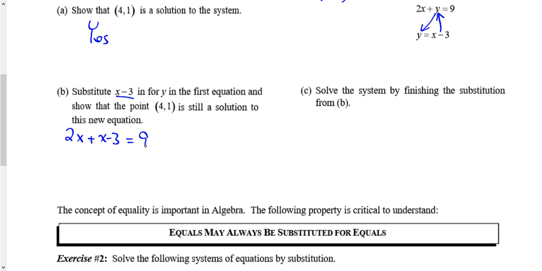So let's combine like terms. What do we get? 3x minus 3 equals 9. What do you notice went away in the equation when we substituted? The y. So we can solve an equation with one variable. Now we'll solve it for x. So 3x equals 12. Divide by 3. x equals 4. Hey, that's what they're telling us up there.